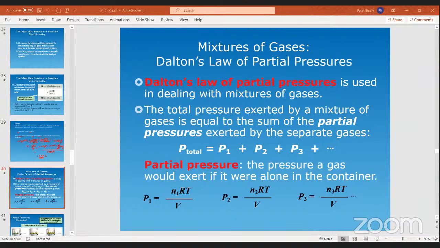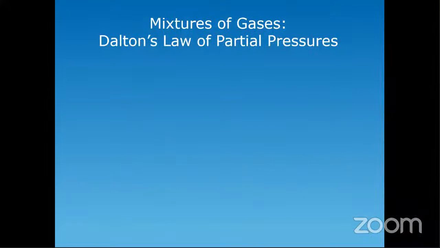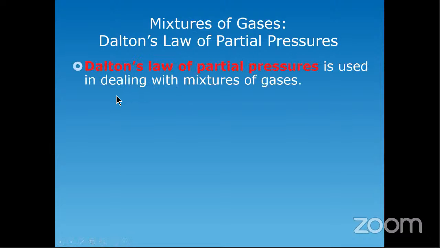Okay, so we're going to continue our discussion of gases, and we're going to delve into a particular situation. All the examples we have looked at so far dealt with one pure gas in a container, and we were looking at the different properties of just that pure gas. What we'll be talking about here is a situation where we're encountering a gaseous mixture. Dalton's law of partial pressures deals with such a situation. As stated here, this law is used when dealing with mixtures of gases.